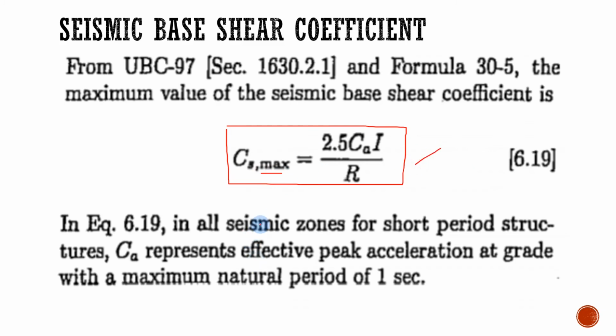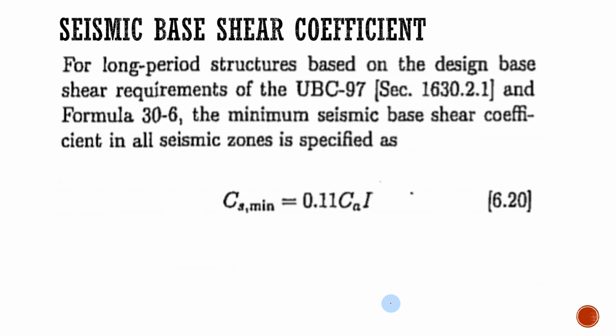So, in all seismic zones for short period structures, CA represents the effective peak acceleration at grade with a maximum natural period of 1 second. If we have this maximum CS, then we also have this minimum. For long period structures, based on the design base shear requirement of UBC 97, the minimum base shear coefficient in all seismic zones is specified by this formula, 0.11 CA times I. So that is the minimum, and this will be our third formula.